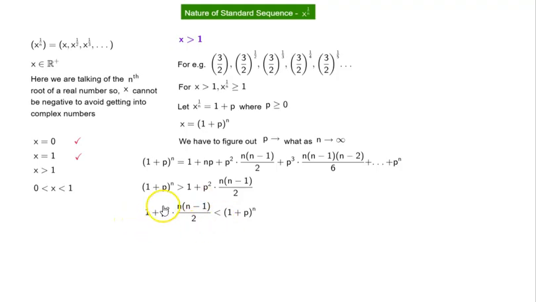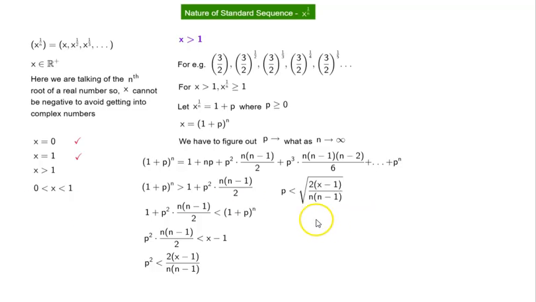So we have 1 plus p square times n into n minus 1 by 2 is less than 1 plus p to the power of n. Taking 1 to the other side, we end up with x minus 1, because 1 plus p to the power of n is equal to x. Simplifying it, n times n minus 1 goes down on this side and 2 goes up on the other side. So we end up with p square is less than 2 times x minus 1 by n times n minus 1.